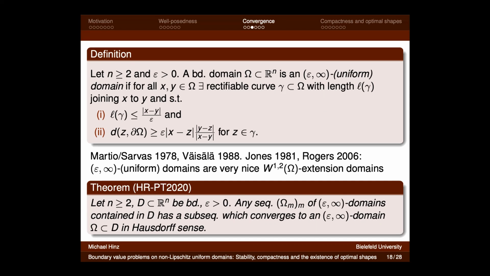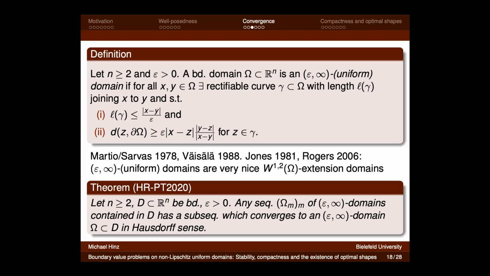And then we proved a theorem, and it's funny, the proof of this goes back to the ideas of Fréchet. Fréchet has convergence of curves somehow, and this is super cool to use to prove the stability of this banana condition. We see that any sequence of such epsilon-infinity domains contained in a confinement D has a subsequence which converges to an epsilon-infinity domain in a Hausdorff sense.